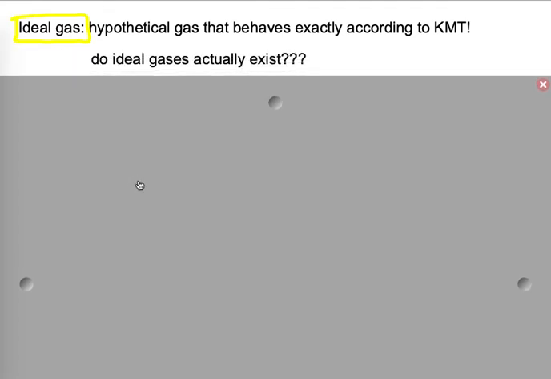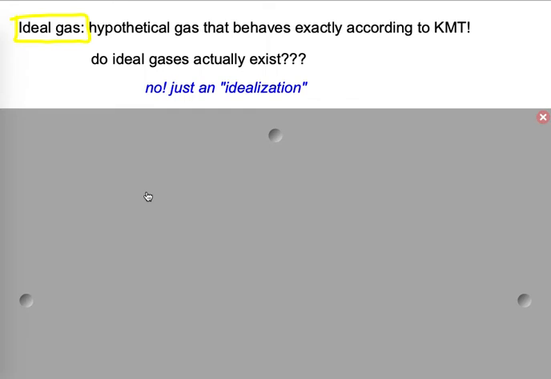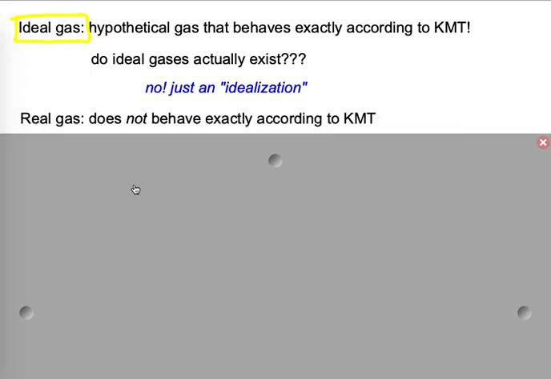So, do you think ideal gases actually exist? No, of course they don't, because the kinetic molecular theory is just an idealization. It's useful, though, because as we saw, it helps us explain the observed properties of gases. Okay? Gases that we observe are actually real gases. And a real gas does not behave exactly according to kinetic molecular theory.